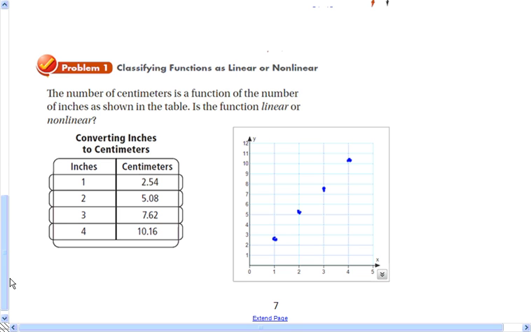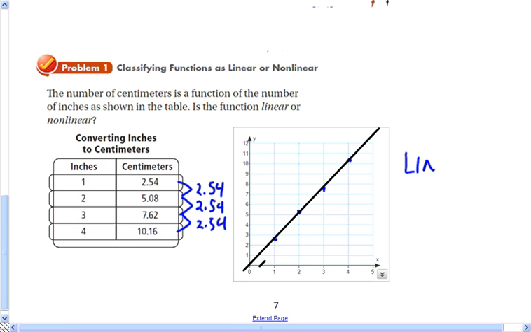And I'm just going to take a line and see if those look like they are going up at a constant rate. And it seems like they are. Now, one way you might want to double check that is just to find the difference between these values here. And if you did that, I think you would find that you keep adding the same amount, 2.54. So this is a linear function, and we can tell because the graph is a line.